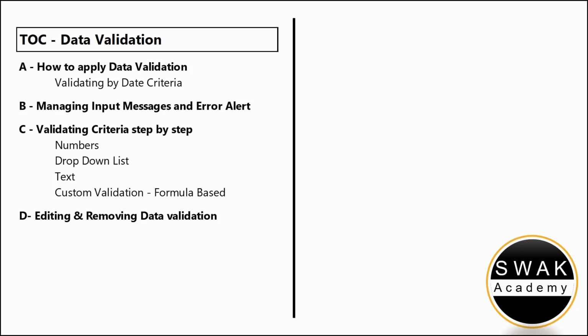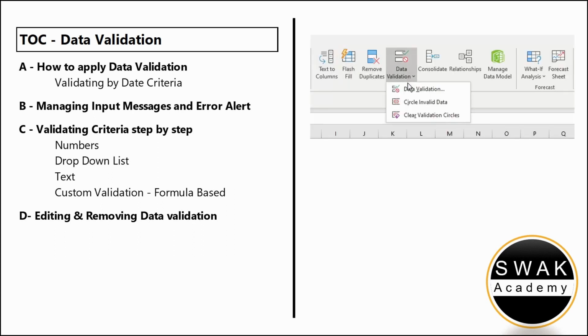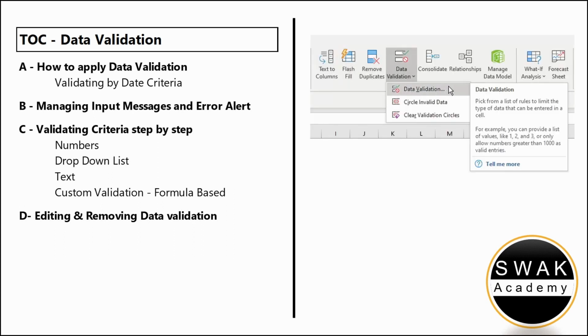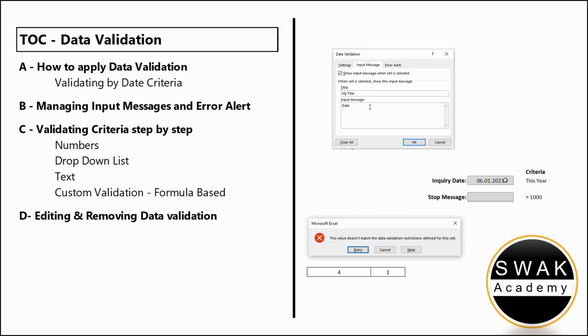Data validation is a great feature that allows you to restrict user input in a cell or a range of cells. And this is very important to minimize mistakes, especially when many people are working on the same sheet. In this video, I'm going to show you how to apply data validation to a cell or a range of cells, how to edit and manage input messages and error alerts.